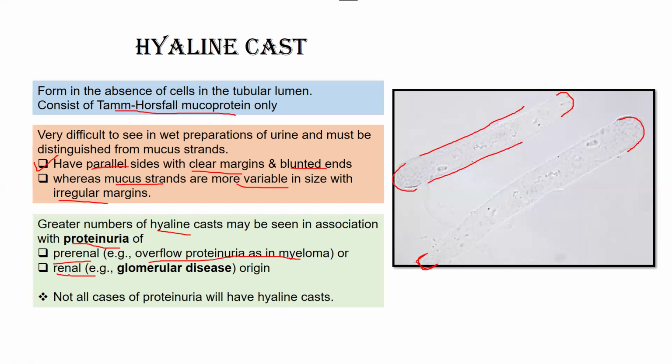Similarly, as far as renal indications of proteinuria are concerned, this might be glomerular disease. So whenever in your exams you hear glomerular disease, this hyaline cast must come to your mind. But you should remember that not all cases of proteinuria are going to have hyaline casts. So this was all about hyaline cast.